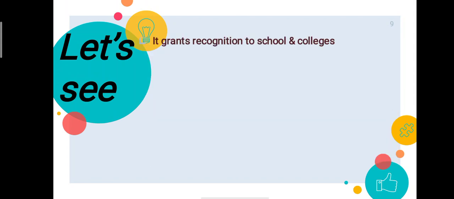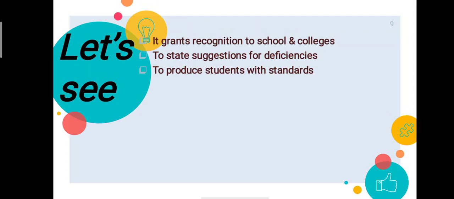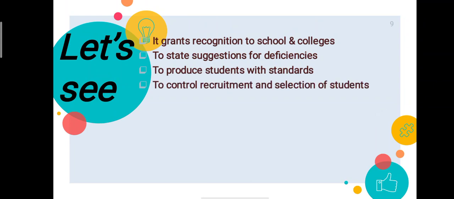Now, some other points. It grants recognition to schools and colleges. The accrediting agency will approve the schools and colleges for providing education. To state the suggestion for deficiencies: if any colleges have some kind of deficiencies in providing education to the students, they will suggest corrections to produce students with standards. If these accrediting agencies state the standards and criteria for the colleges and schools that provide higher education, the students will get the best skills and will come out with great standards. To control the recruitment and selection of the students, the accrediting agencies will recruit and select the students according to their knowledge, criteria, and skills.